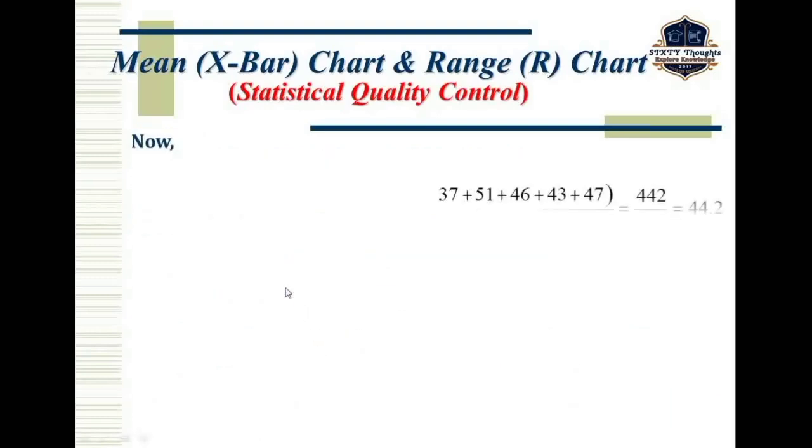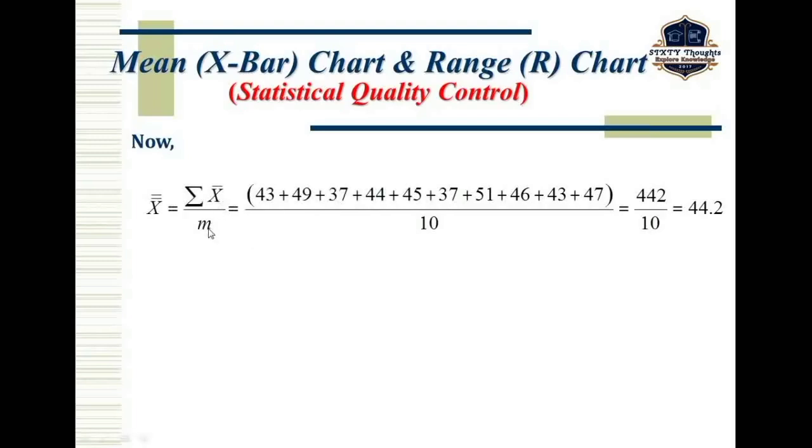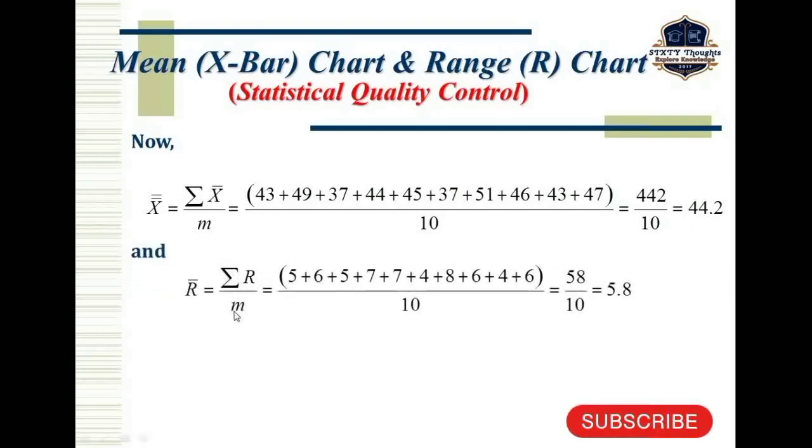So now X double bar is nothing but the sum of X bar by n. This is the X bar data, that means the mean value data, adding all mean values by the total sample size of 10. If you add all values, you get 442 by 10. Simplify this, we get 44.2. Similarly, we find R bar. R bar is nothing but the sum of R by n, adding all range values by the total sample size of 10. So 58 by 10, if we simplify this expression, we get 5.8, alright?